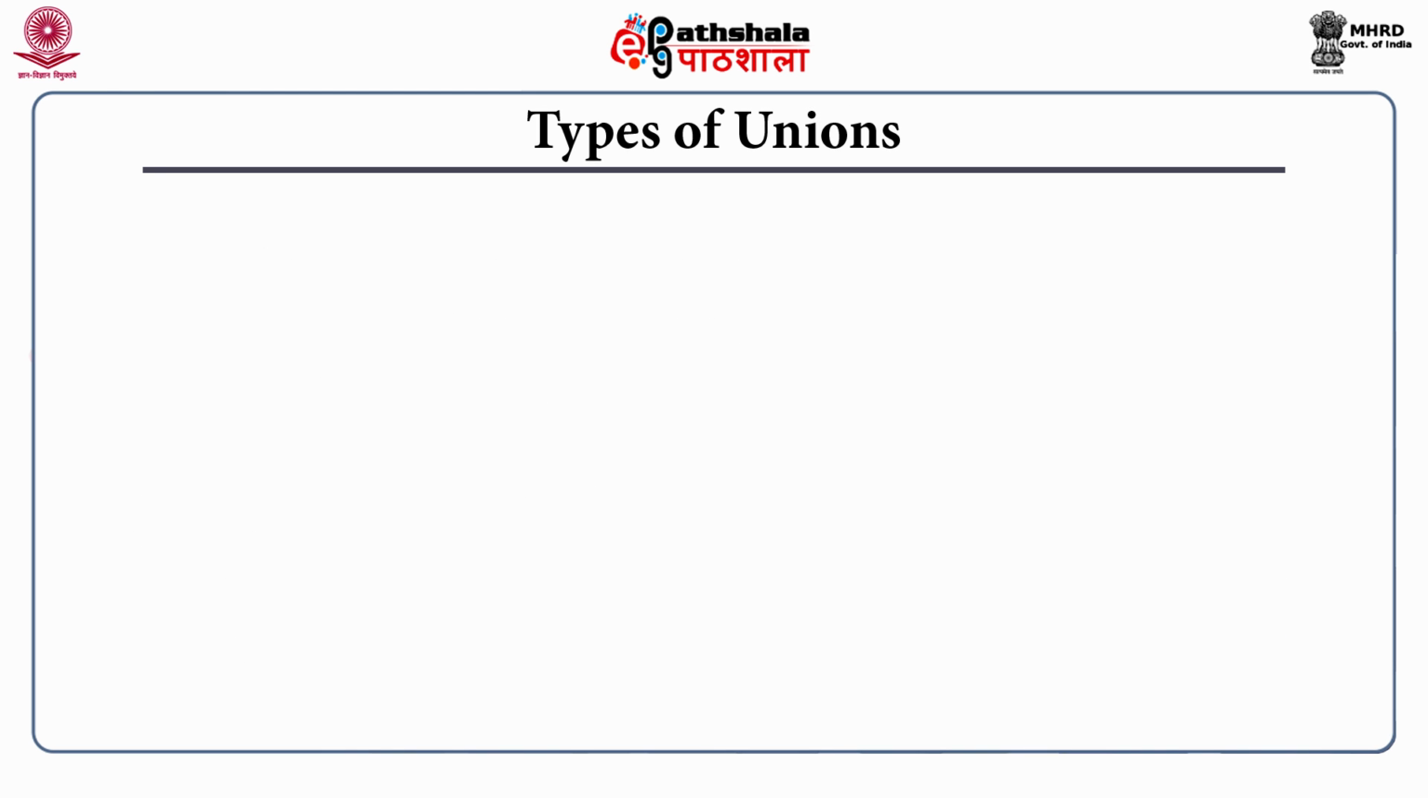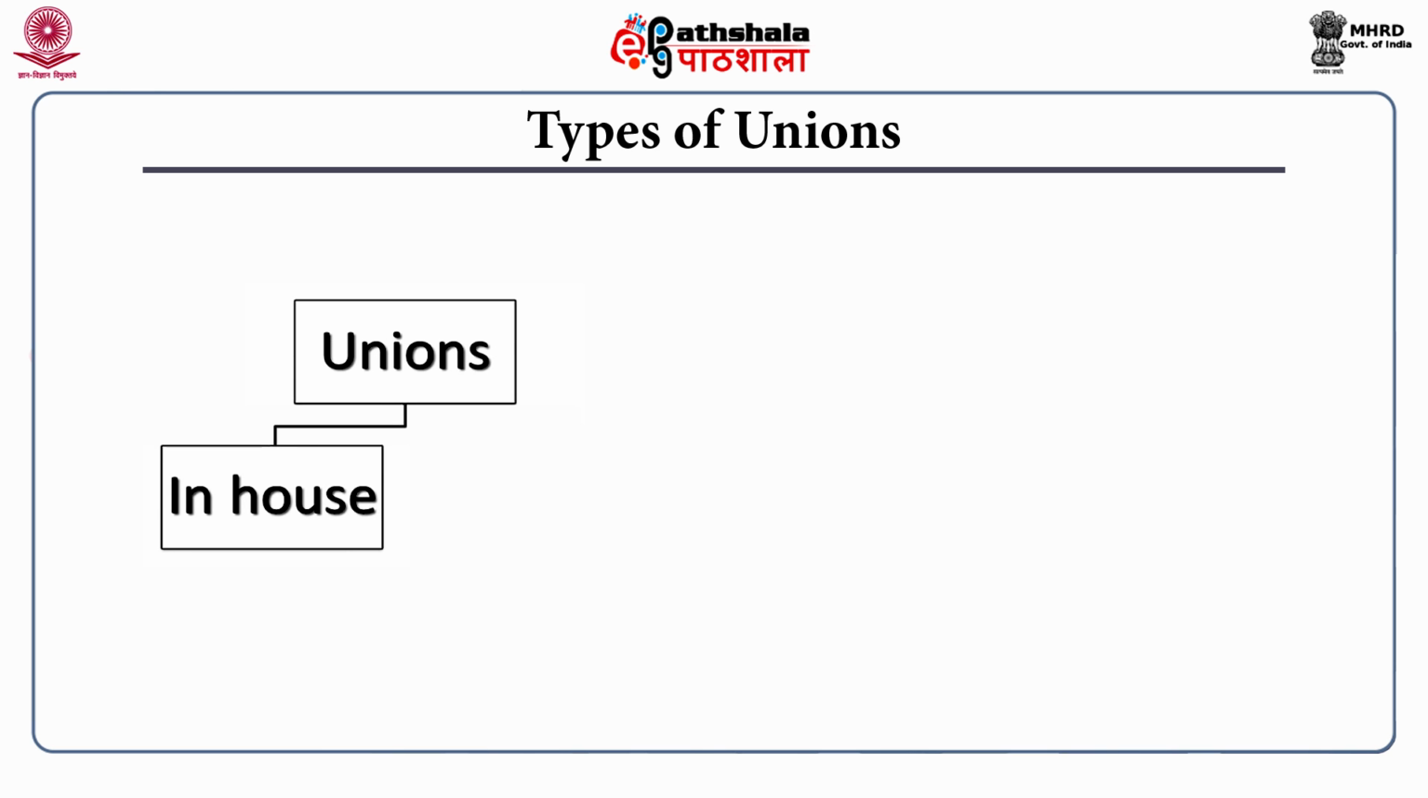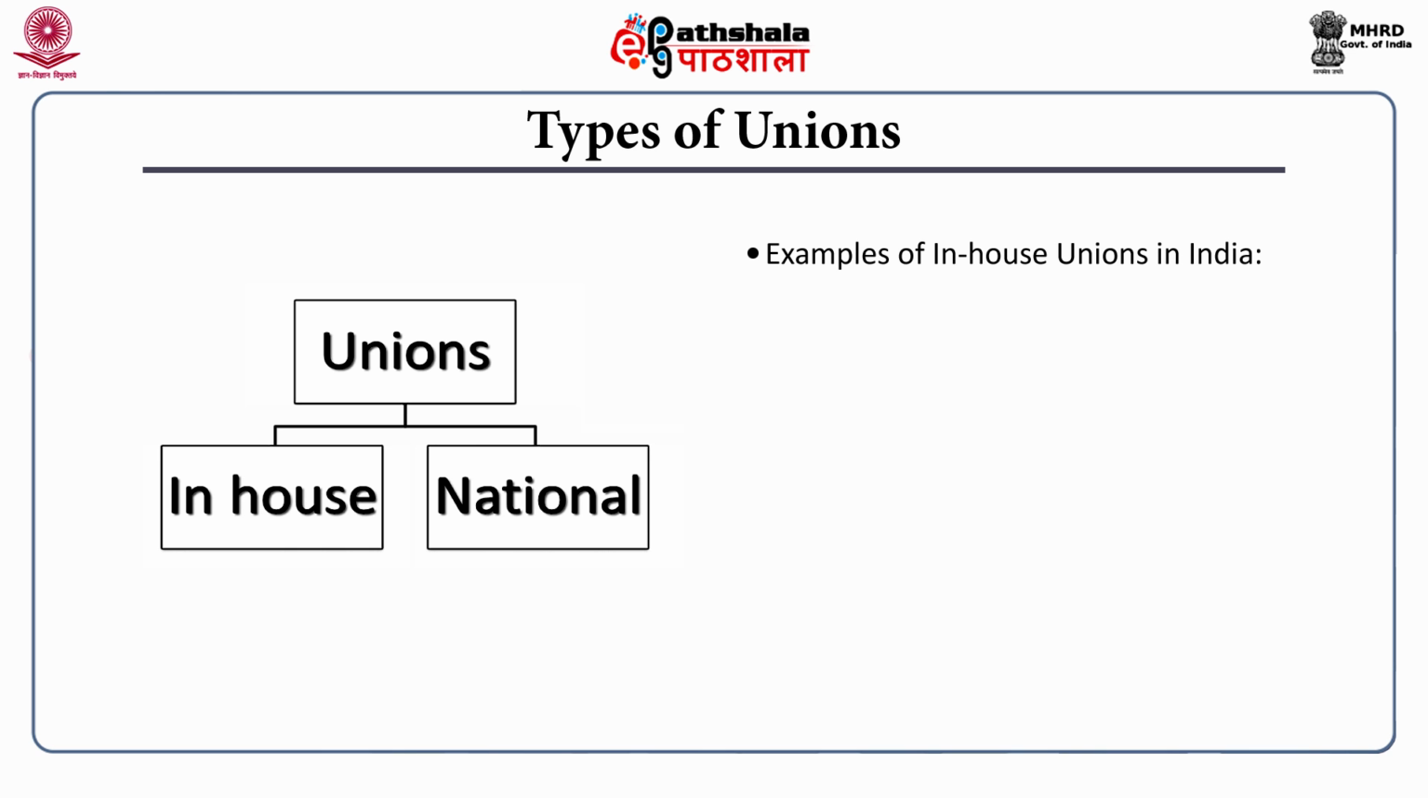The types of trade unions. Trade unions can be of two types: in-house and national. In-house unions are those formed by workers, either white or blue collar, from within the organization. They are independent unions centered around a particular plant or organization and are not affiliated with any national trade union or federation. An example of an in-house union is the Maruti Udyog Kamgar Union.